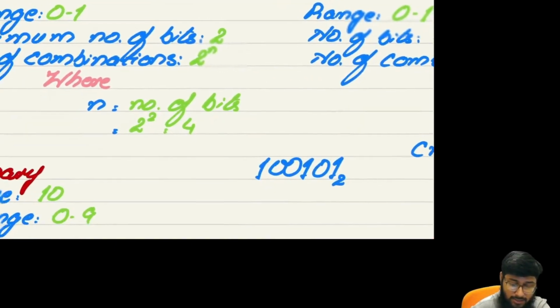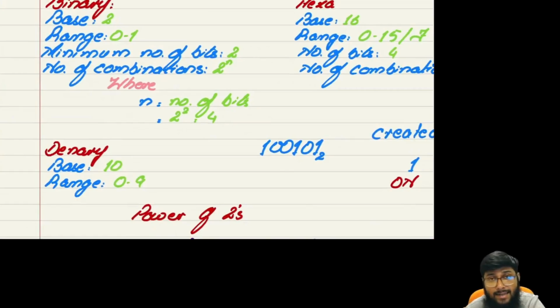Yeah, so it's 2 power n, where n is the number of the bits. Now how many bits was it utilizing? It was utilizing 2 bits over here. So we say 2 power 2 will be equal to 4. That means binary can go with 4 combinations. Now what are those 4 combinations?